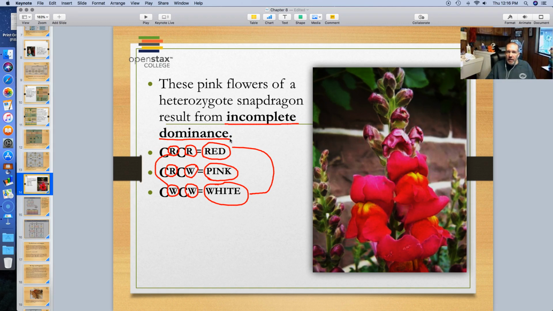have an incomplete dominance. If red were truly the dominant allele, then if it's present, the offspring should be red. Or if white were the dominant color, if the dominant W allele were present, then the offspring should be white, but they're pink. So that's how we know that this is actually an incomplete dominance. Neither one of these alleles are truly completely dominant alleles.